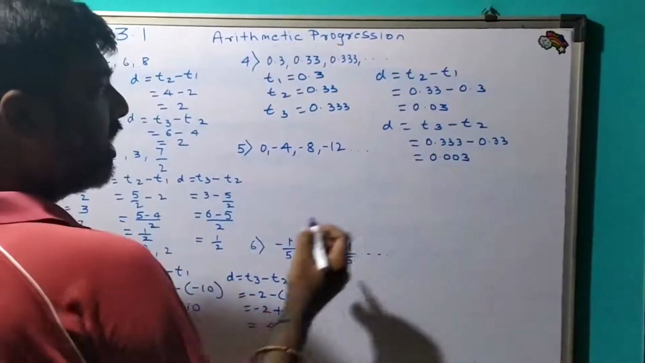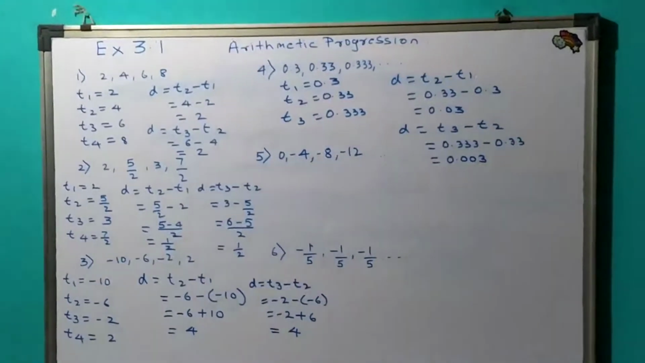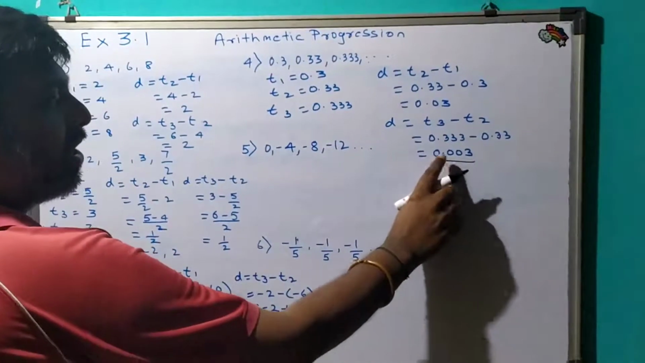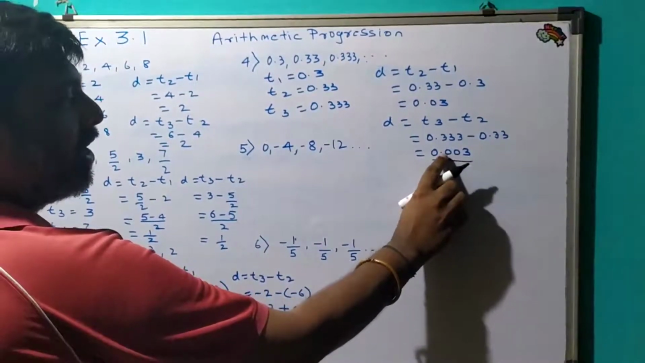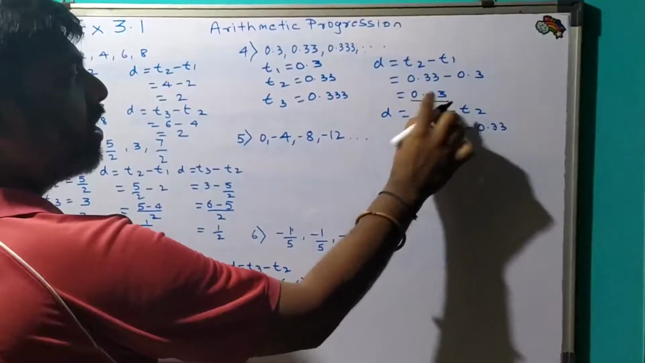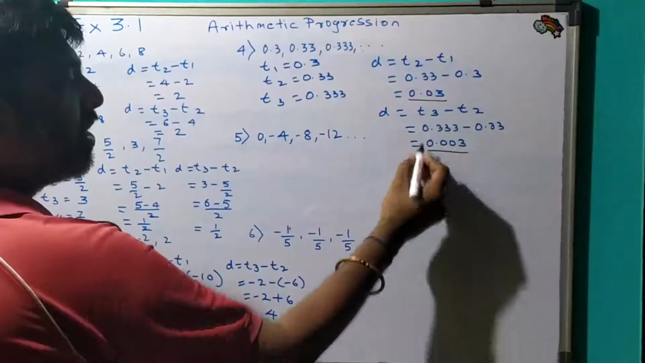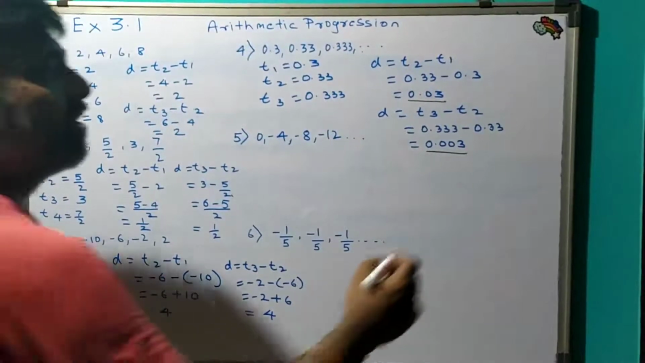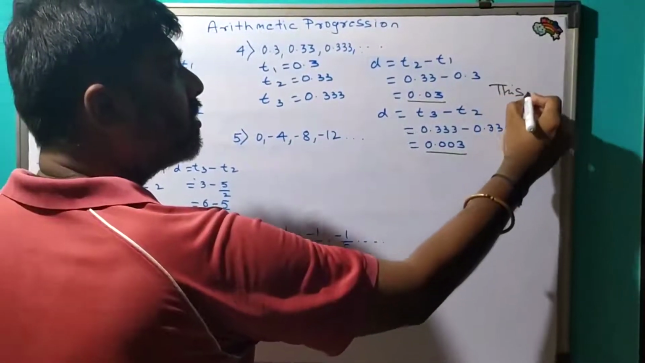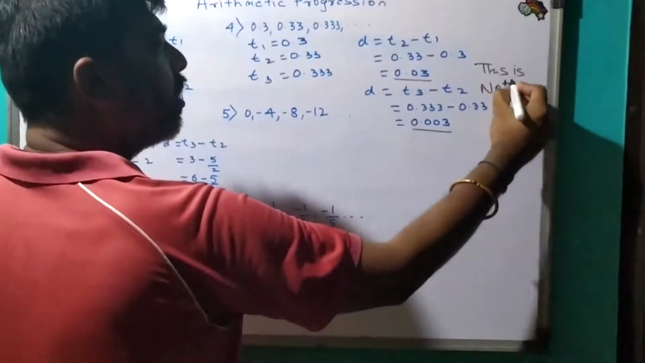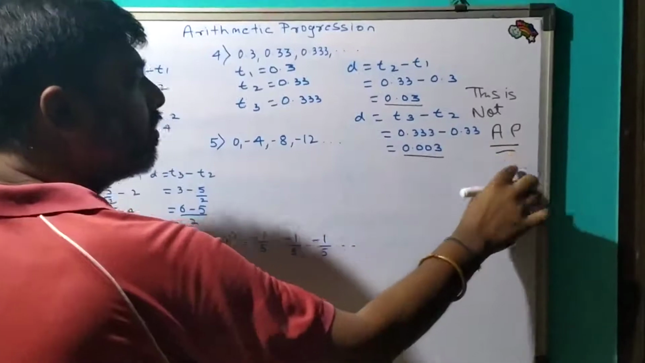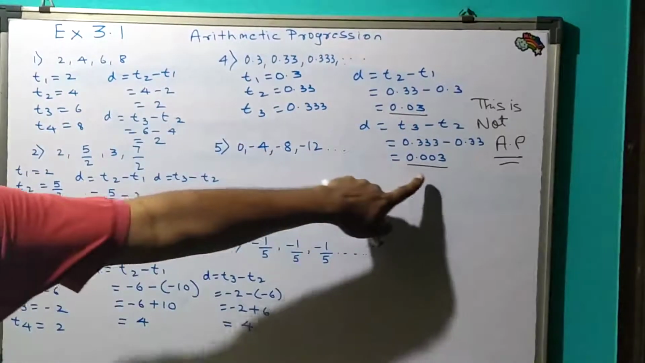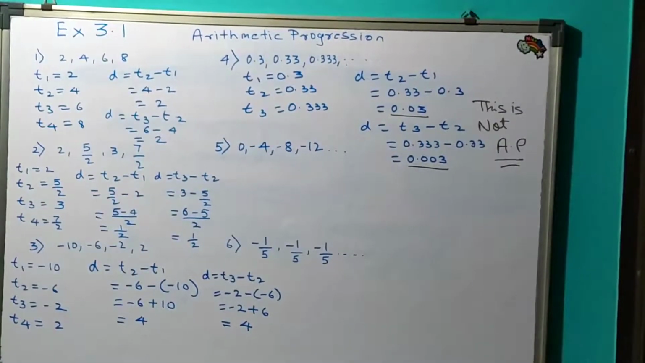Over here it is clearly stated that 0.003 has 3 decimals, 1, 2, 3, and over here 0.03 has only 2 decimals. This means the difference is not equal. If the difference is not equal, that means this is not AP. Over these sums, the differences are coming the same, hence these are AP. The fourth sum, the difference is not the same, so it is not AP.